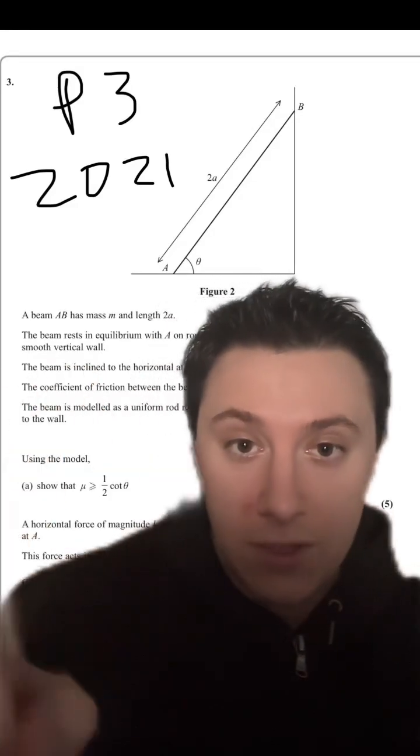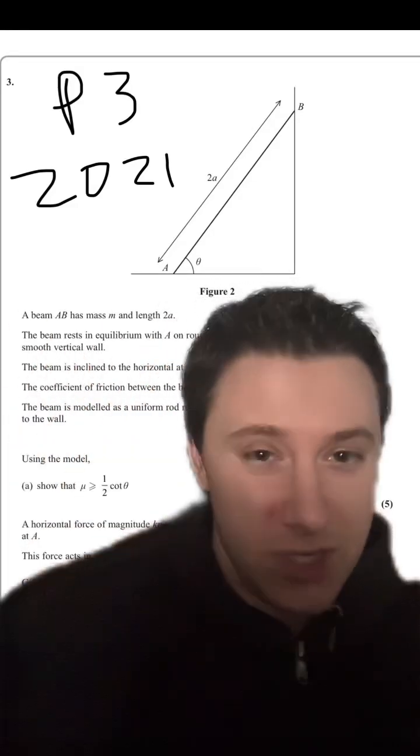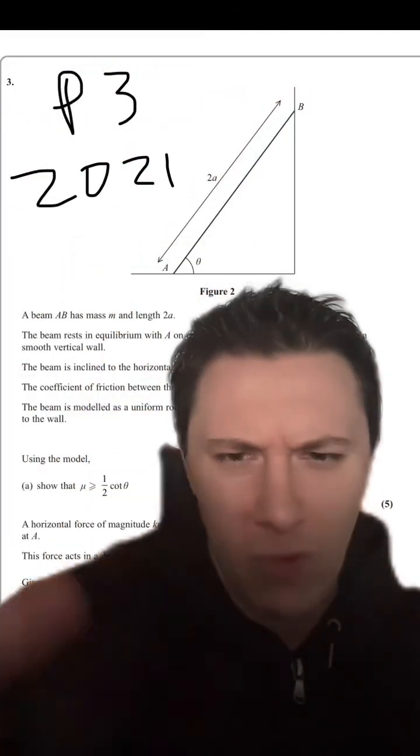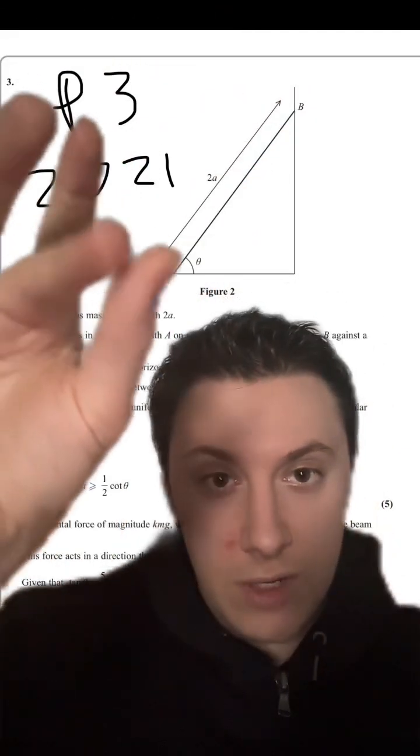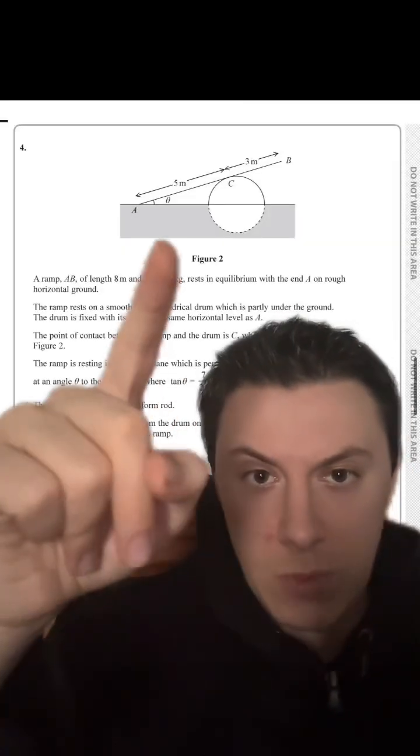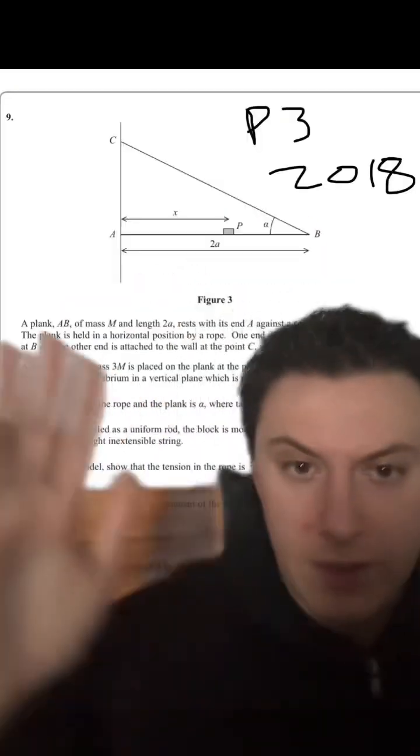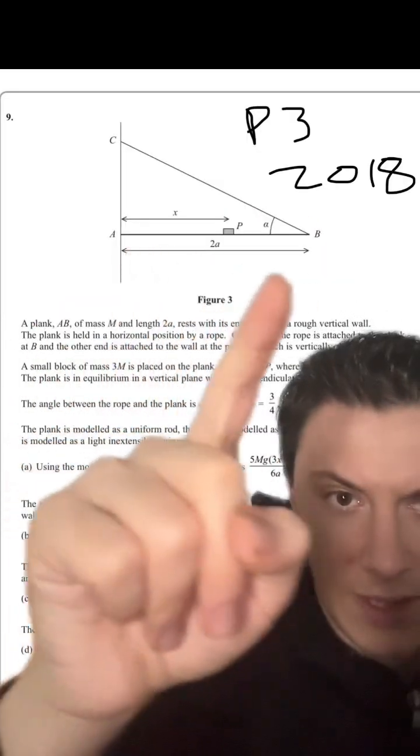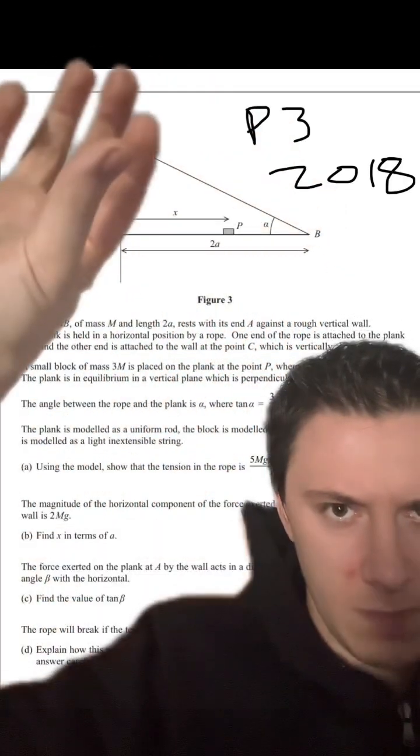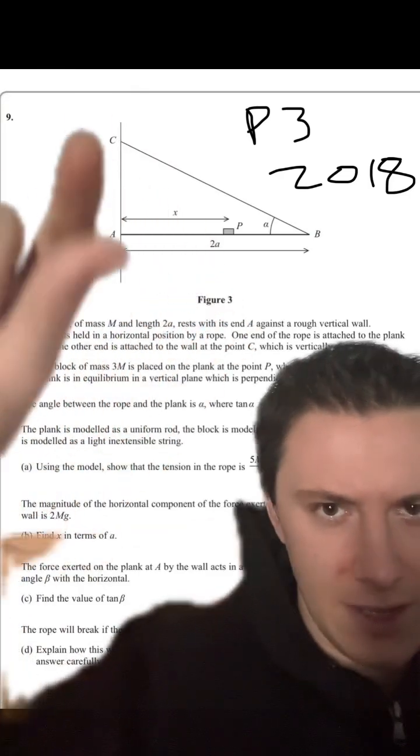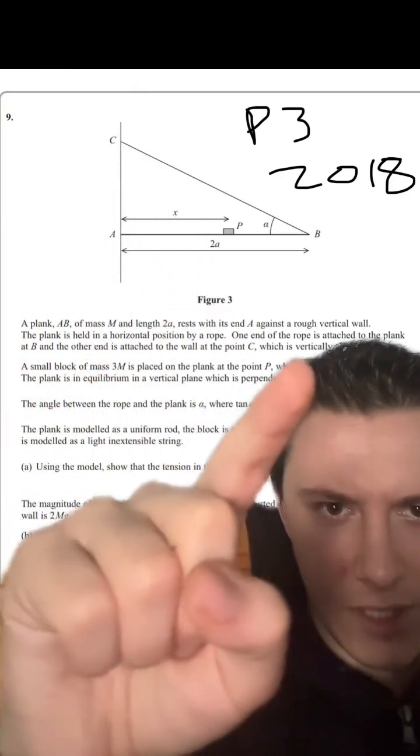Every single year, Edexcel always ask a rigid bodies question, which in other words is just like a moments question, where they give you a ladder or some kind of beam or rod. Usually you get some kind of thin ladder that's leaning against a wall. Could also be like this one, where the ladder, or in this case the ramp, is leaning against some kind of circle. Like this one, where you've got the plank here, but there's a string that's holding the plank up and the plank is leaning against this rough vertical wall.